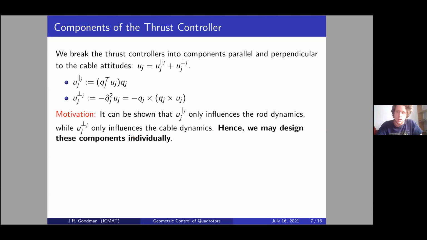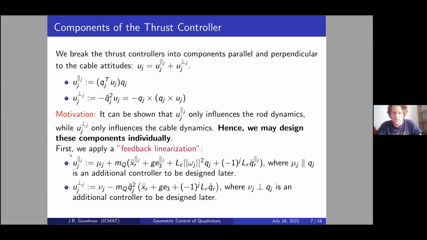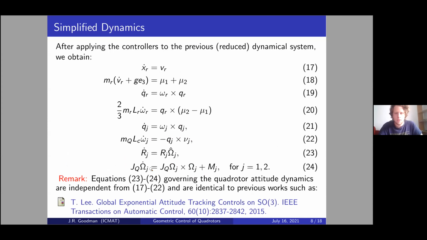So before we design the full control scheme here, we're just going to apply this quasi-feedback linearization. This is not technically a feedback linearization because the resulting system is not linear, but it's along the same vein where we're taking our controllers and defining some new controllers to be designed later, of course satisfying the constraints on being parallel or perpendicular as needed. And then we're going to subtract out some of the nonlinear components as necessary. And applying this, we obtain the following system, which I think looks much more tractable.